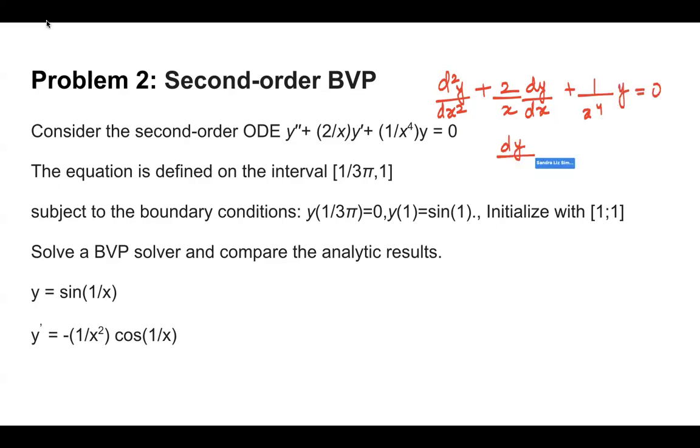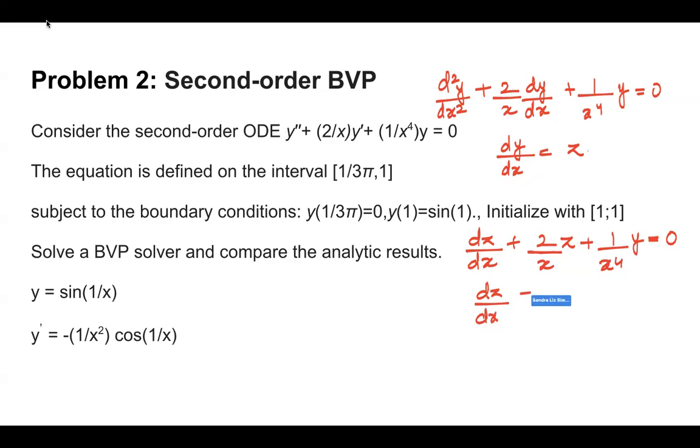Let me call dy by dx to be equal to z. So what I have is dz by dx plus 2 by x, what is dy by dx called? It is called z, right? Plus 1 by x raised to 4 y is equal to 0. So dz by dx, I can take the whole thing to the other side. That is minus 2 by x z minus 1 by x raised to 4 y. This is my first equation, and this is my second equation.